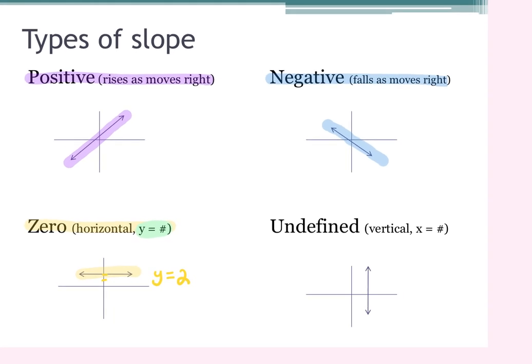And the last is undefined slope. Undefined happens when it's a vertical line, and the x is there without the y. So this would be like 1, 2, 3. Let's say x equals 3.